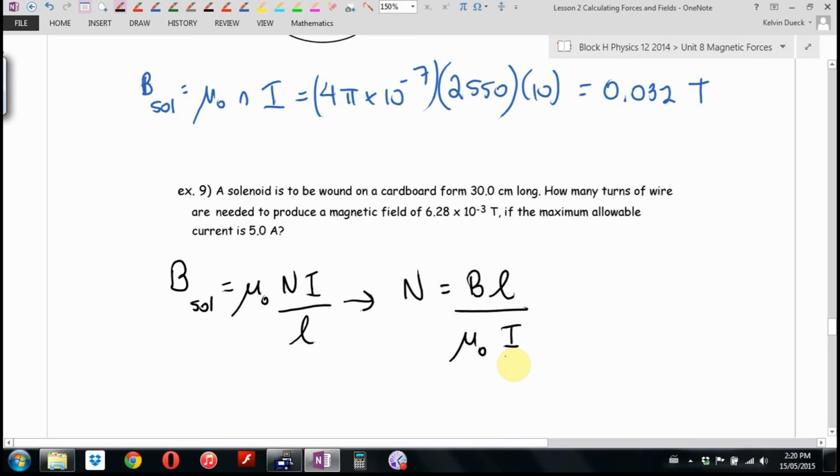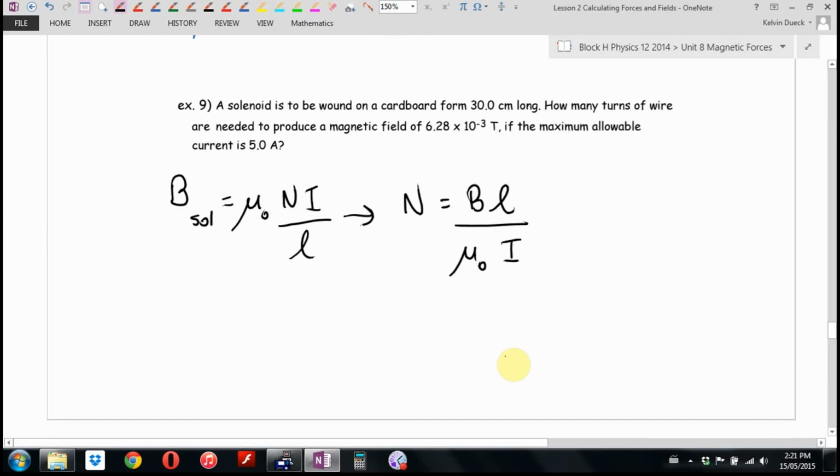As far as I'm concerned, there's 1, 2, 3, 4 variables. Any 3, I can ask you to find the 4th on the test. It's fair game as far as I'm concerned. Is that okay? Let's crunch the numbers here.